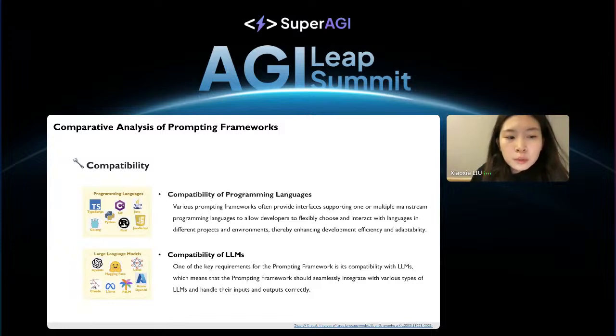So first, various prompting frameworks often provide interfaces supporting one or multiple mainstream programming languages. This allows developers to flexibly choose and interact with languages in different projects and environments, thereby enhancing development efficiency and adaptation. Second, one of the key requirements for the prompting framework is its compatibility with LLMs, which means that the prompting framework should seamlessly integrate with various types of LLMs and handle their input and output correctly.